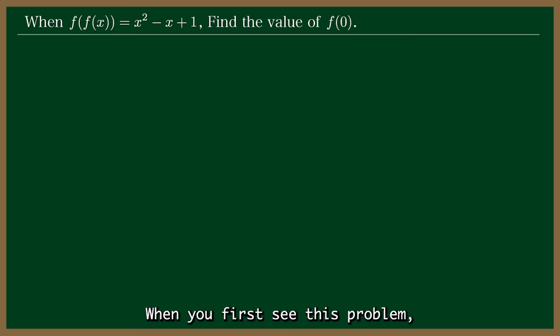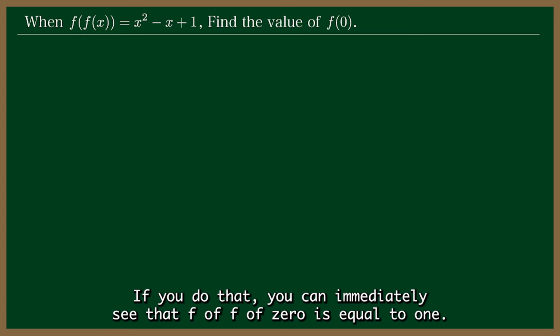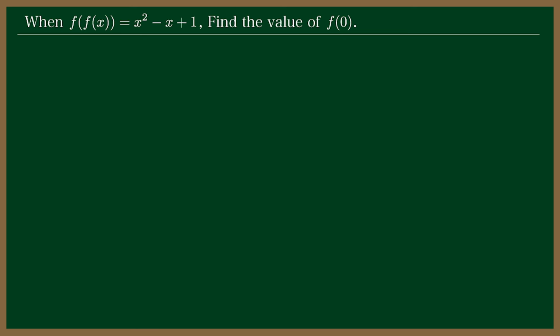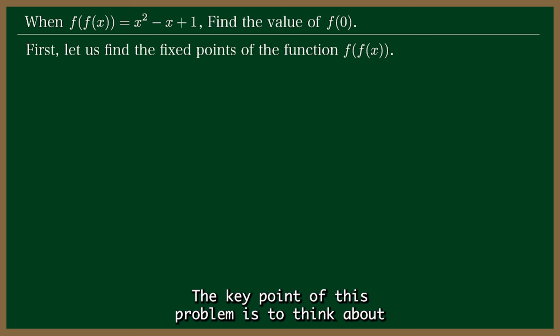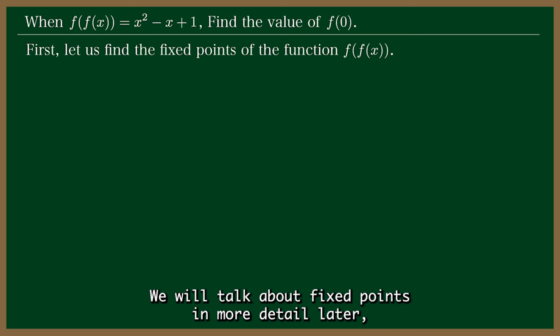When you first see this problem, the first thing you probably want to do is substitute 0 for x. If you do that, you can immediately see that f(f(0)) is equal to 1. However, many people do not know what to do next from there. The key point of this problem is to think about fixed points of the function f(x). We will talk about fixed points in more detail later.